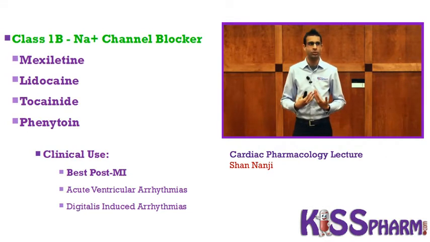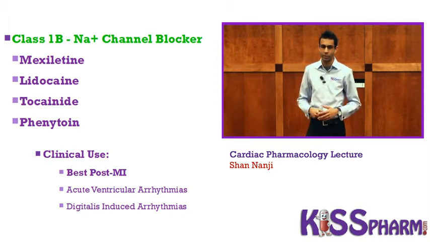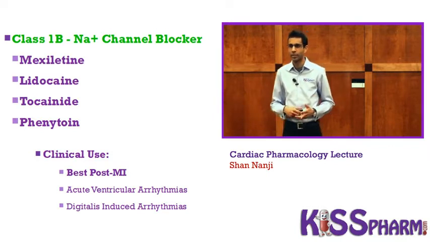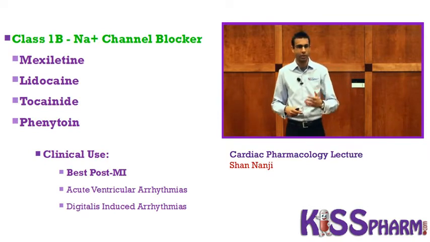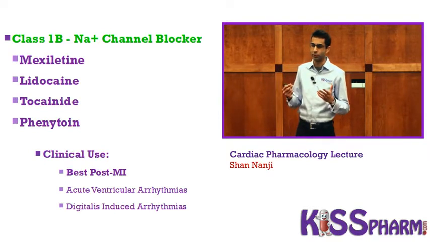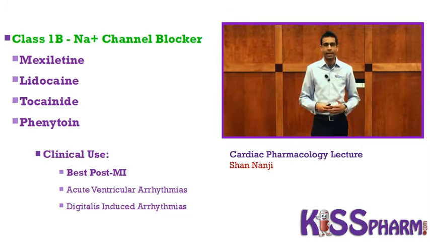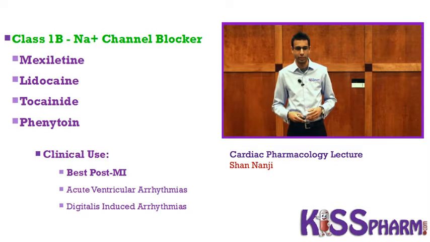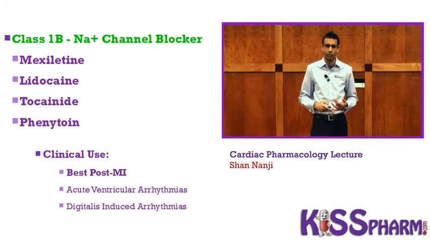So that's why we use these in acute situations, especially post-MI and acute ventricular arrhythmias, and also for digitalis-induced arrhythmias. And we'll talk about digitalis and digoxin when we do the cardiac glycosides in a second. These drugs go preferentially to ischemic tissue, aka already depolarized Purkinje fibers or activated sodium channels. And those drugs are mexiletine, lidocaine, tocainide, and phenytoin.